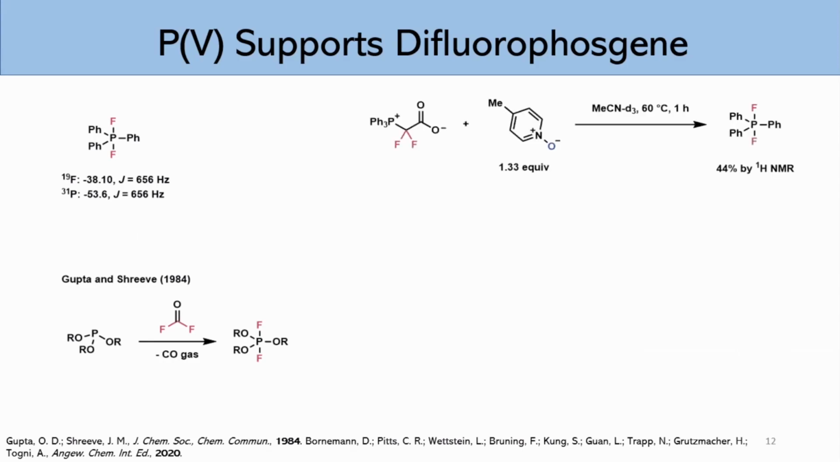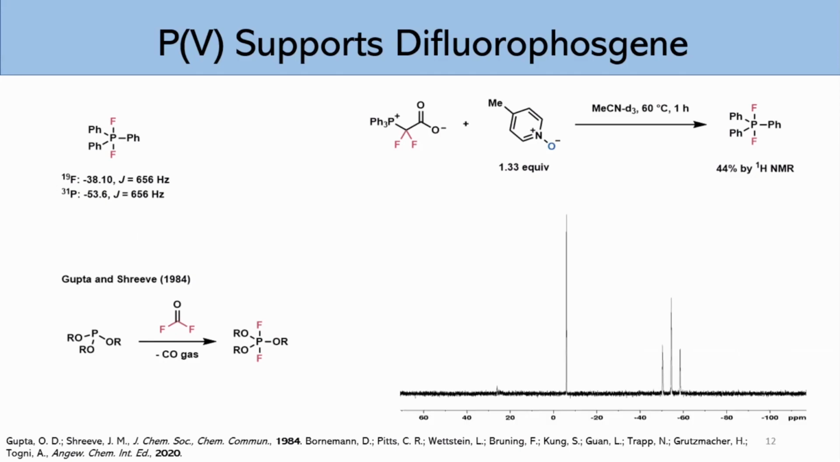So we didn't really want to play around with reactivity further in these oxygenated compounds, but we did run a test of our reaction in the absence of an amine. We can see that this compound is formed in 44% yield. So this is pretty indicative of difluorophosgene being a big part of the reaction mechanism. And I included the phosphorus NMR of this reaction without amine, just so you can see this nice big phosphorus triplet.